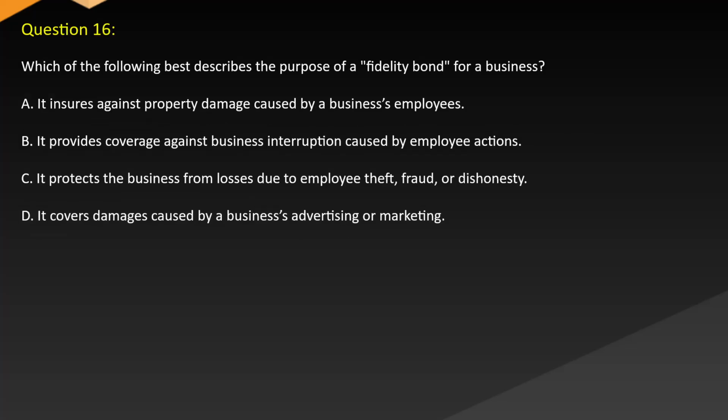Question 16. Which of the following best describes the purpose of a fidelity bond for a business? A. It insures against property damage caused by a business's employees. B. It provides coverage against business interruption caused by employee actions. C. It protects the business from losses due to employee theft, fraud, or dishonesty. D. It covers damages caused by a business's advertising or marketing.